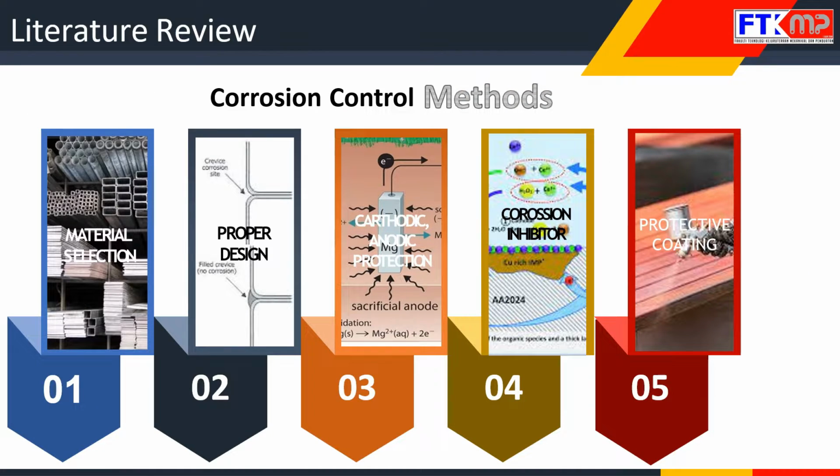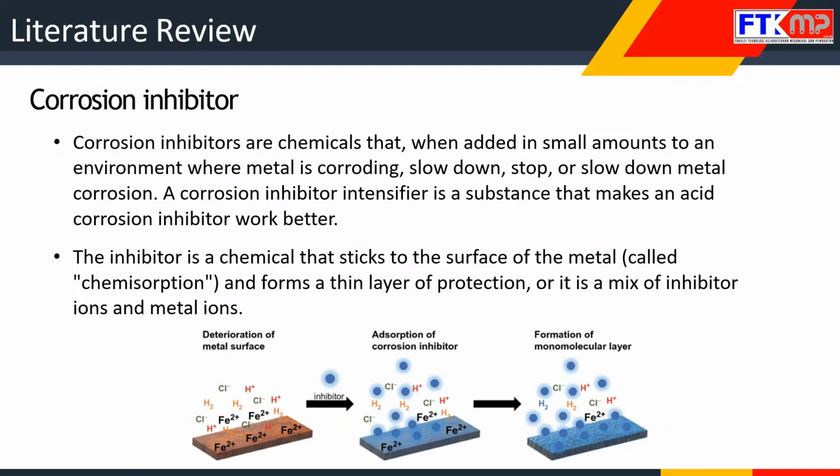There are 5 types of corrosion control method, which are material selection, proper design, cathodic anodic protection, corrosion inhibitor, and lastly protective coating. In this study, I will focus on corrosion inhibitor as the corrosion protective method.